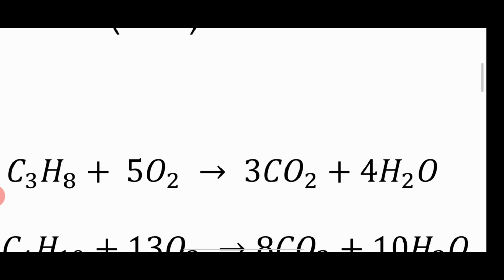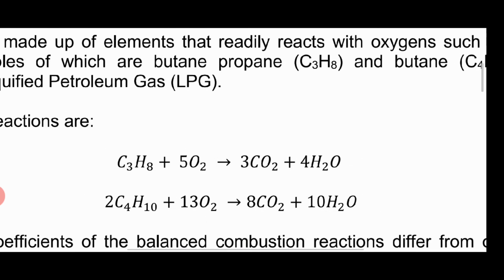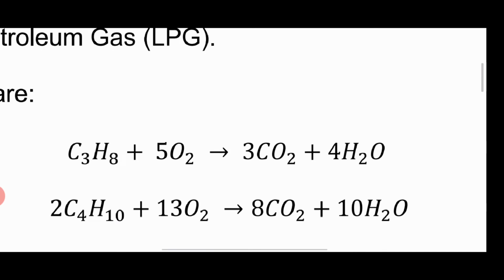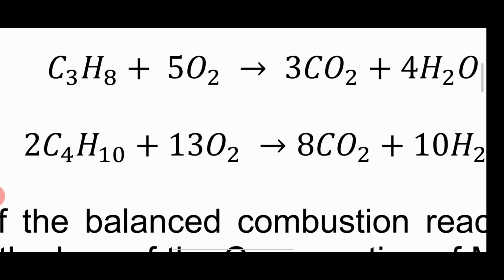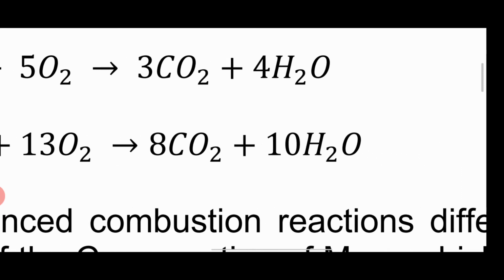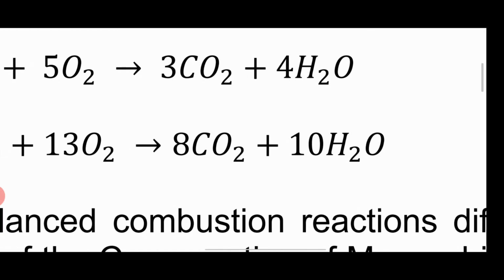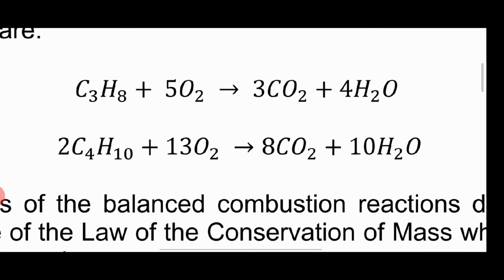You have here your propane plus 5 moles of oxygen forming 3 moles of carbon dioxide and 4 moles of water. You also have here your butane: for every 2 moles of butane, plus 13 moles of oxygen, you will produce 8 moles of carbon dioxide plus 10 moles of water. So these are examples of combustion reactions.